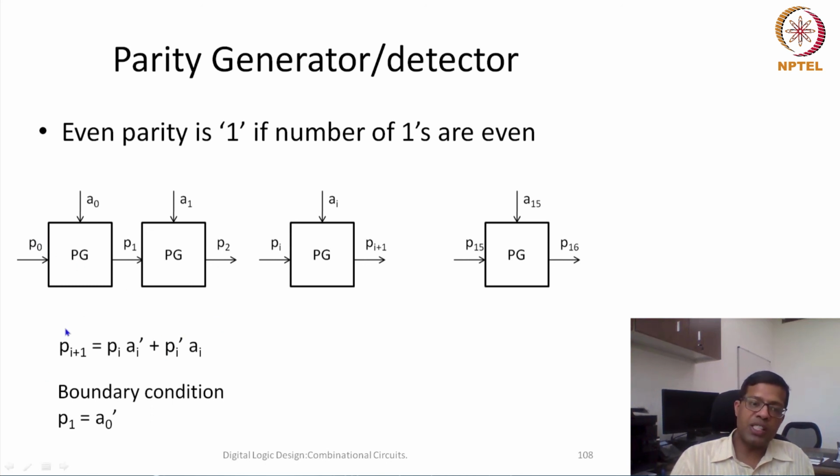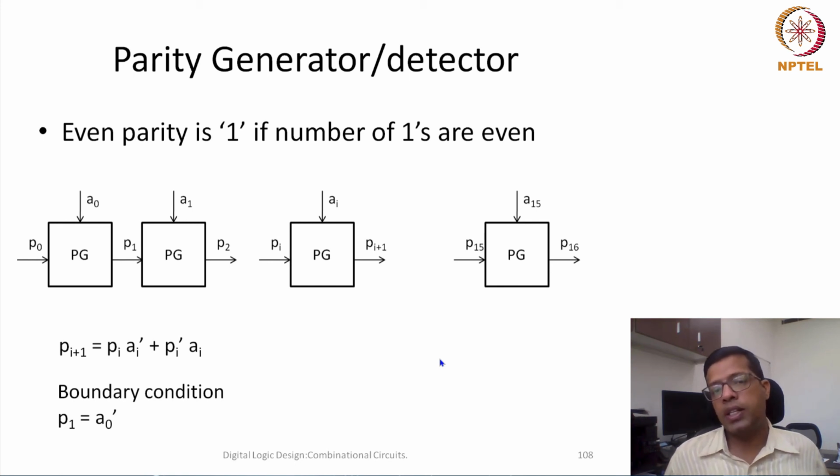So we can simplify this equation as a0 dash, and this other part will become 0, so we can remove it. So in the boundary condition, the first cell will become p1 equal to a0 dash, or alternatively we can say the input parity is 1, and then we can use the simple iterative design without any simplification to the boundary cell. Okay, so this is how a parity generator and detector can also be designed using this iterative design.